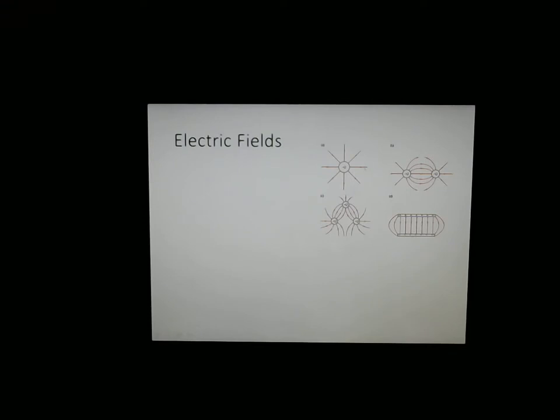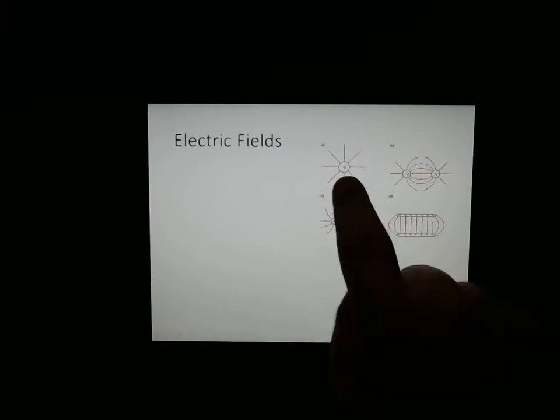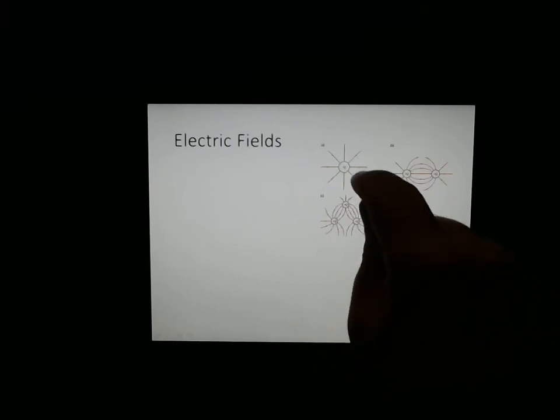Let's find it. It is on page 163. So here we have a single charge. We can see that the field lines are radiating outwards. In this case, because it's negative, the field lines are coming into it.